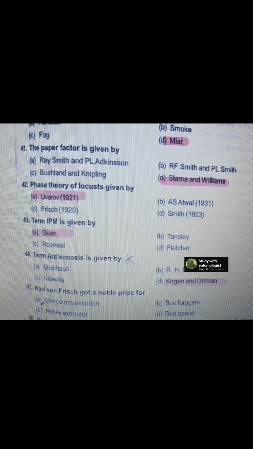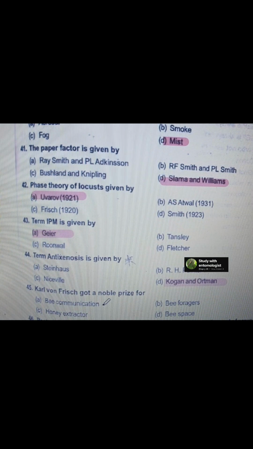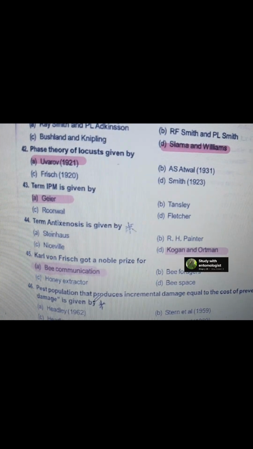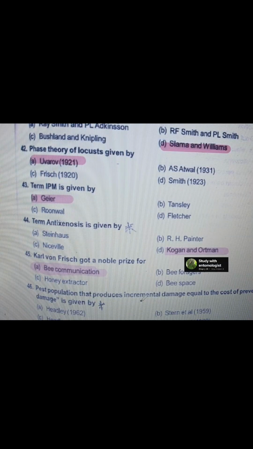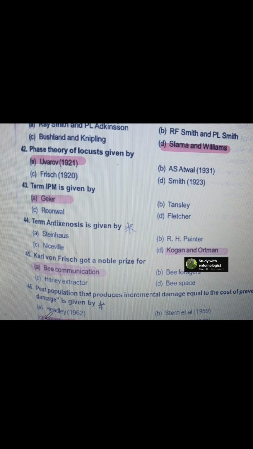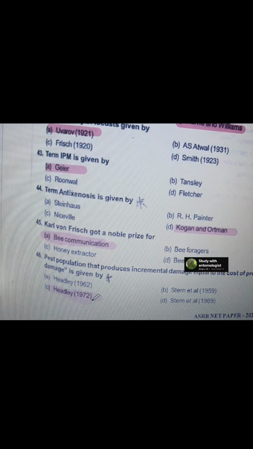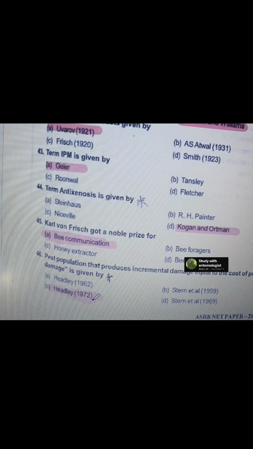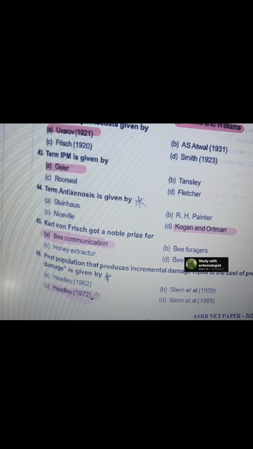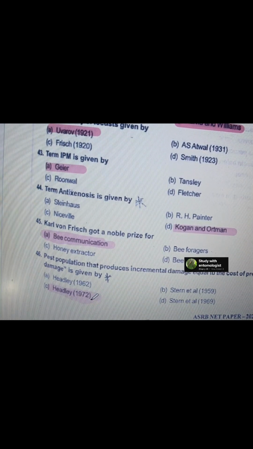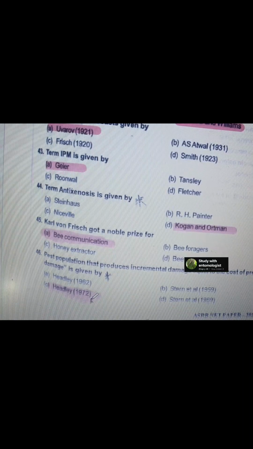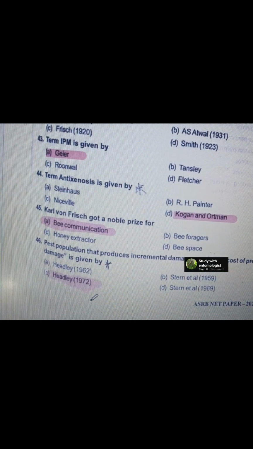Next question is Carl von Frisch got a Nobel Prize for, so he got a Nobel Prize for bee communication or the bee dance. Next question, pest population that produces incremental damage equal to the cost of preventing damage. So this definition is given by Headley 1972 for the EIL. Although the EIL concept was given by Stern et al. in 1959, the definition, that is incremental damage equal to cost of preventing damage, is given by Headley 1972.